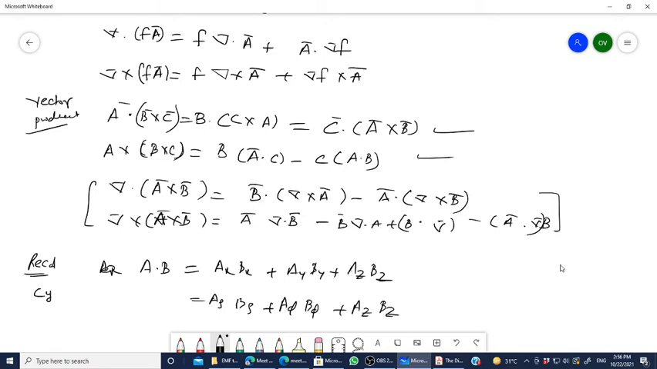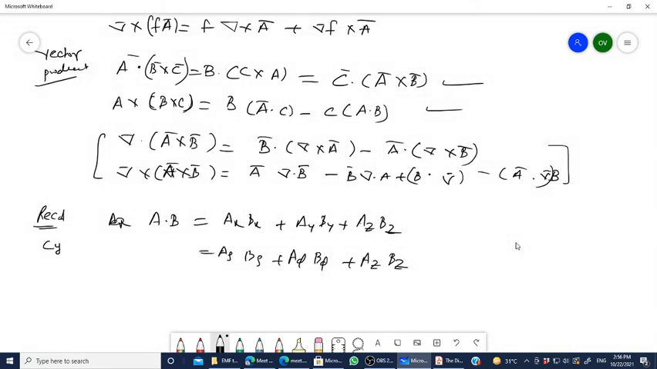and in the spherical form, in the spherical coordinate, it becomes ar br, a theta b theta, and लास्ट में होता है क्या, a phi b phi.